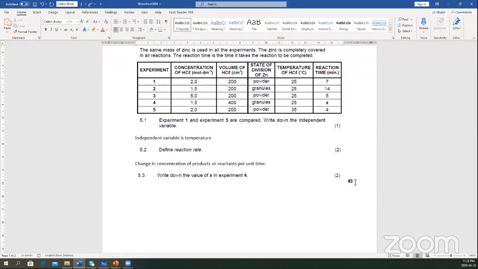Then they ask us, write down the value of X in experiment 4. So we're trying to find the time for the reaction to take place. Now, the first thing you have to do is try and see which experiment looks the most similar to experiment 4. So if you look at it, it should be experiment 2 because the concentration of your hydrochloric acid is 1.5 for both of them, and your state of zinc is granules for both of them, and your temperature is 25 for both of them.